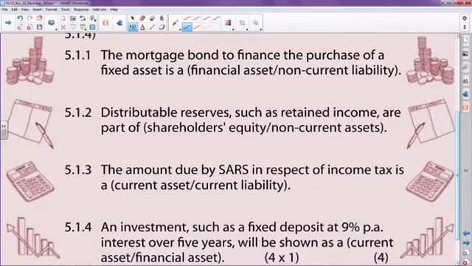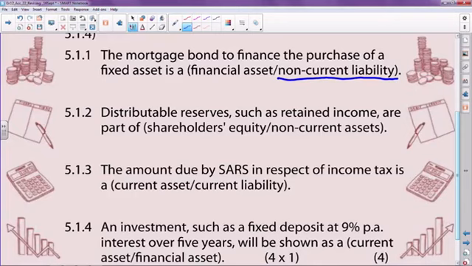Okay, Gr12s, let's see what you've got. The mortgage bond that you use to finance the purchase of a fixed asset is what we refer to as a non-current liability, because by definition it's going to be paid over a period greater than 12 months. Remember that the current portion that you have to pay within 12 months would appear as your short-term loan, or current liability, on the face of your balance sheet.